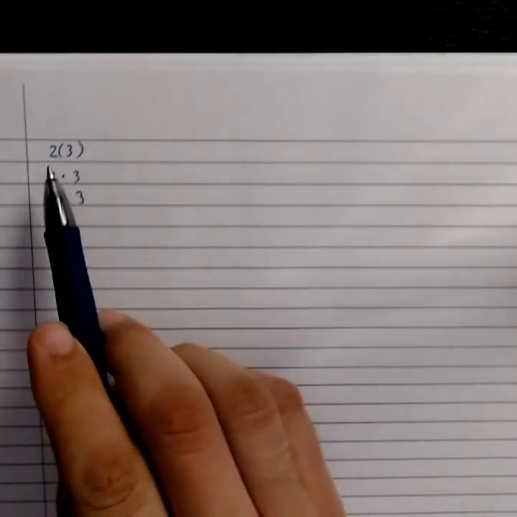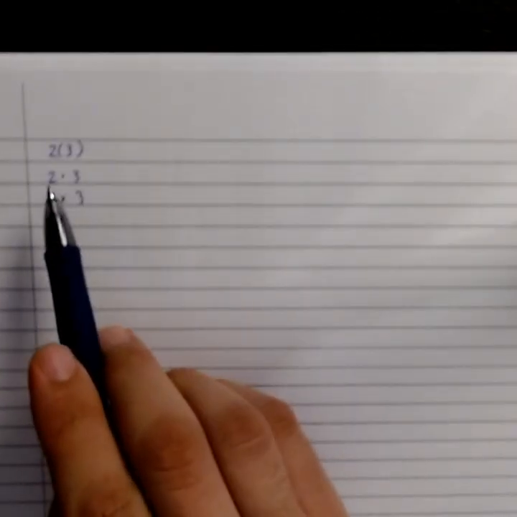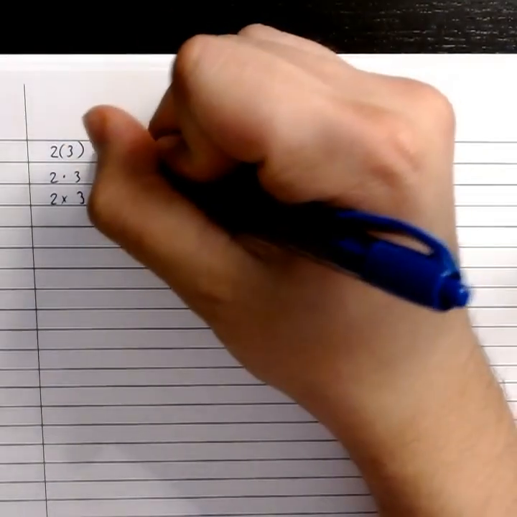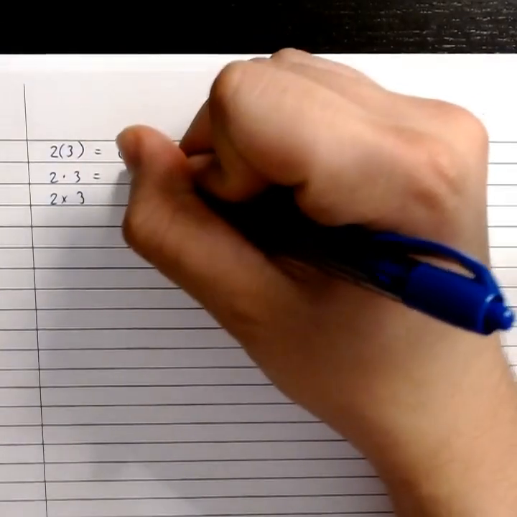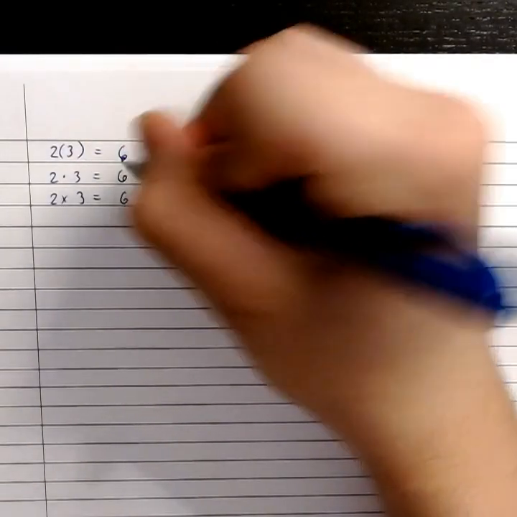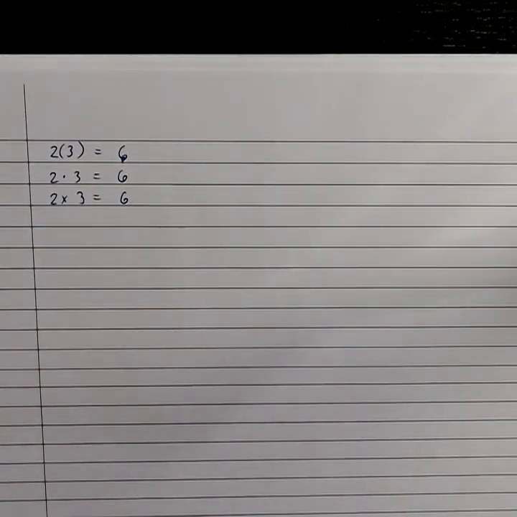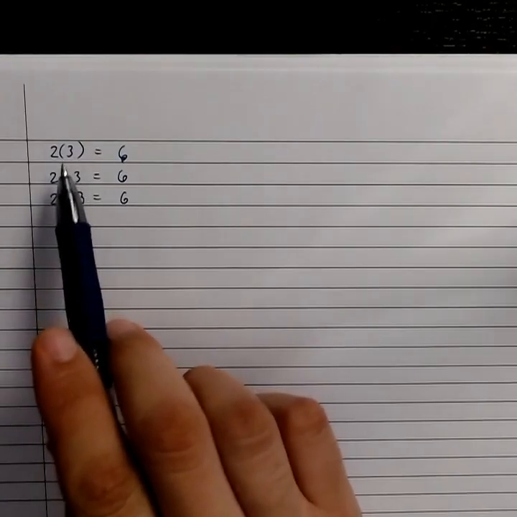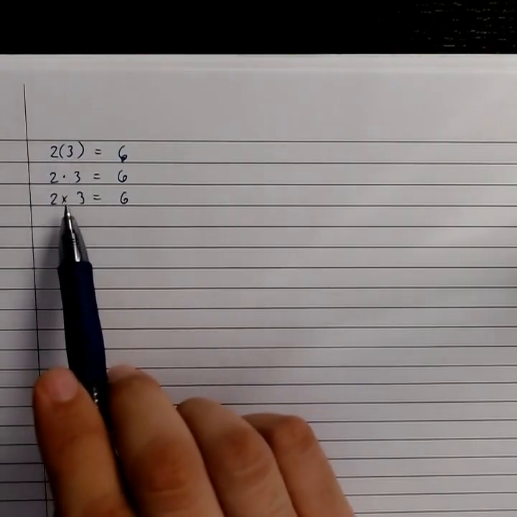Okay, I have 2 times 3, and I have 2 times 3, and I have 2 times 3. And obviously, that's the same answer every time. That's equal to 6, and that's equal to 6, and that's equal to 6, just like that. And it makes no difference which of these symbols I use. I can either write them together like this, or with a dot, or with a little cross.